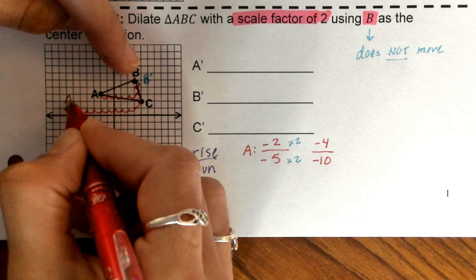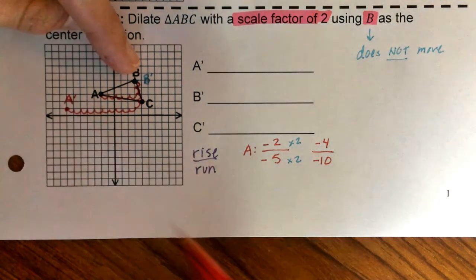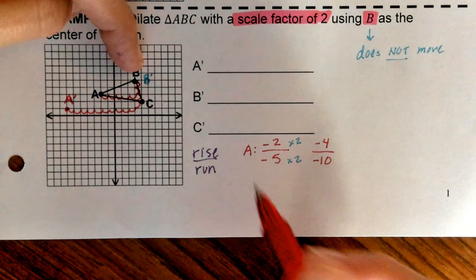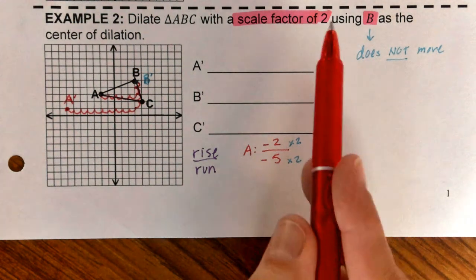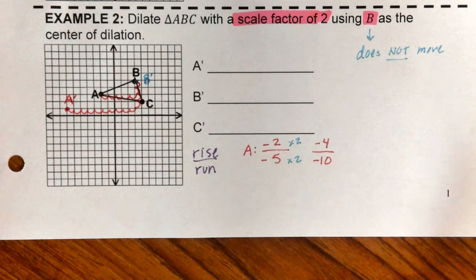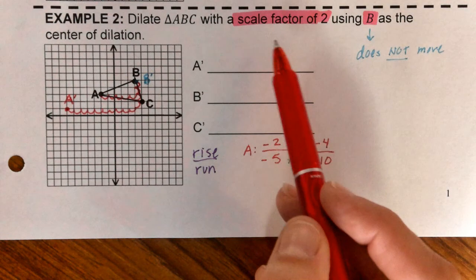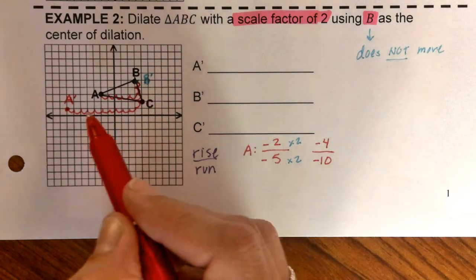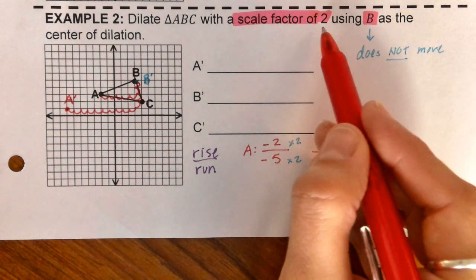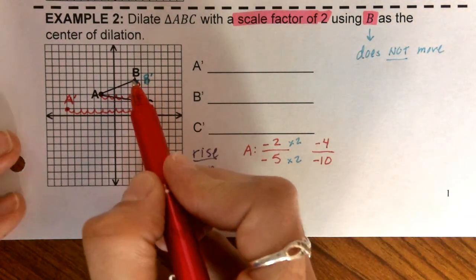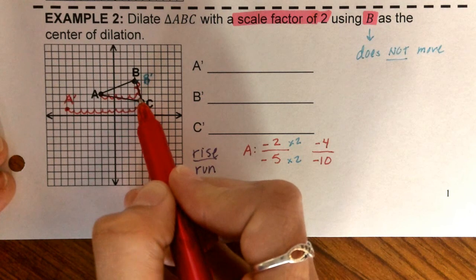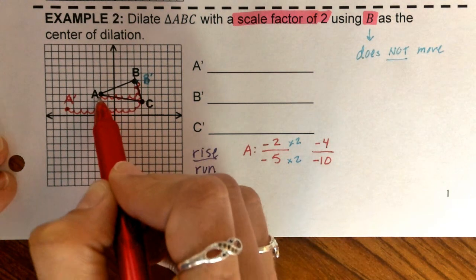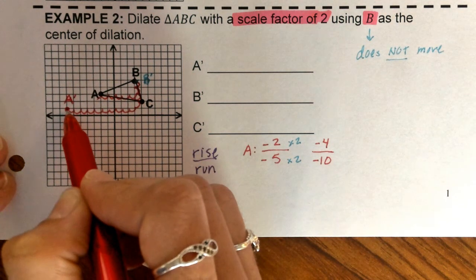And there's A prime. Now, there is another way that you can do this without the multiplying, but the easiest way to do it is if you have a scale factor that is a whole number, not a decimal. You can apply your rise over run however many times your scale factor is. Here, this is 2. So I can go down 2, left 5, down 2, left 5.